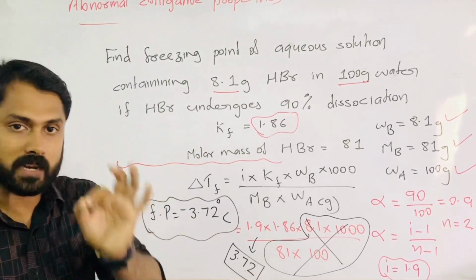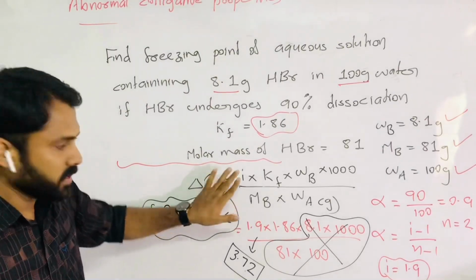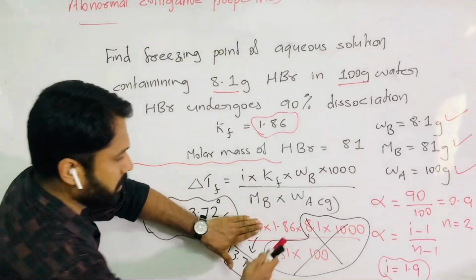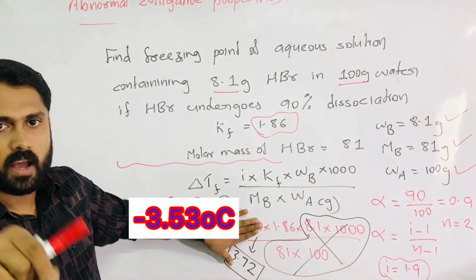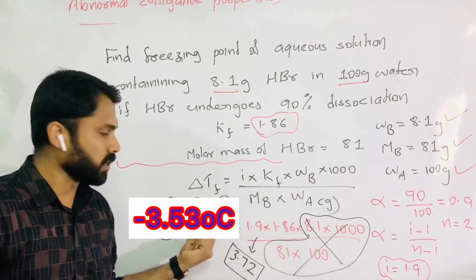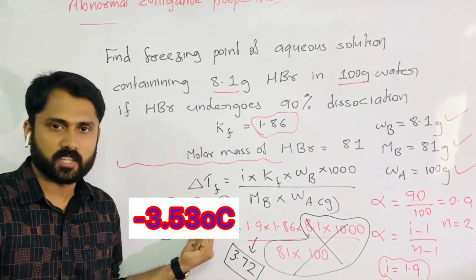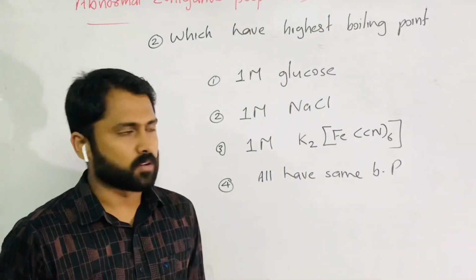If you are not considering the i factor, the answer will be 1.86. That is our theoretical answer. Our experimental value is 3.72 degrees Celsius.